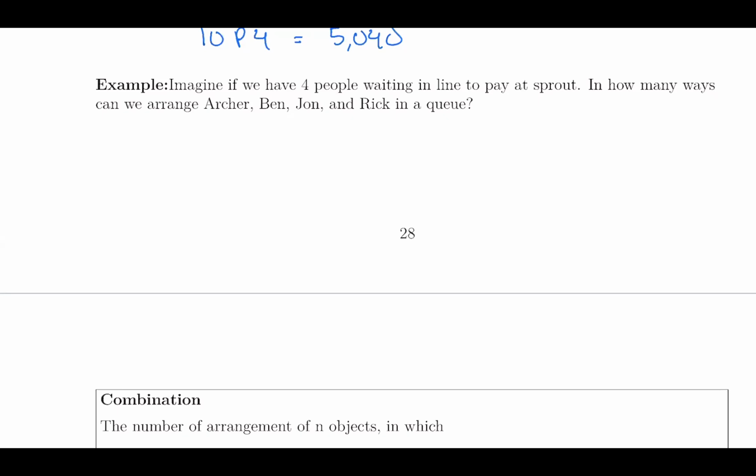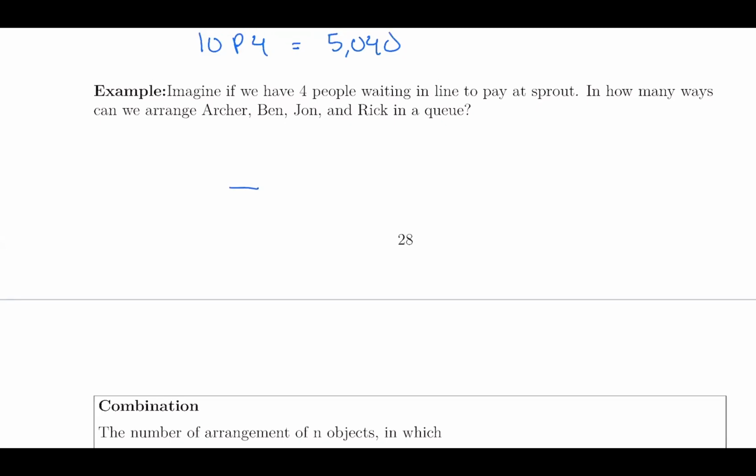So it's drastically different. For this one, I'm going to do it a little differently, so you can see where the permutation rule is coming from. Say here is the line. Here's the first person to pay out, second person, third person, and the fourth person. Say we have these people right here. If I wanted to choose one of them to go here, how many people do I have to choose from? 4. So say I decide to put Archer here.